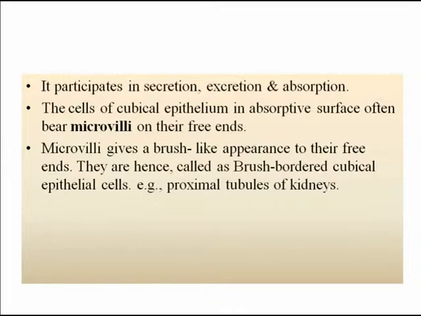And brush border cells are found in two main locations, the small intestine tract and the kidneys. Here the microvilli are useful in distinguishing the proximal tubule. Actually, microvilli increase the cell surface area, a trait which is especially useful in absorptive cells. Cells that absorb substances need a large surface area in contact with the substance to be efficient.